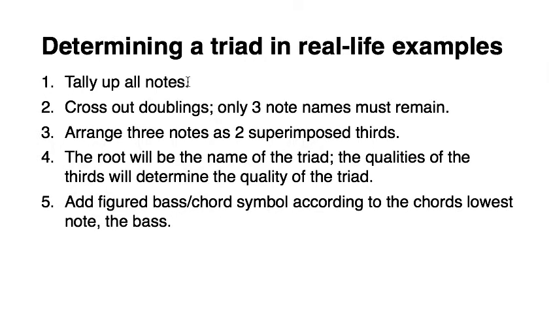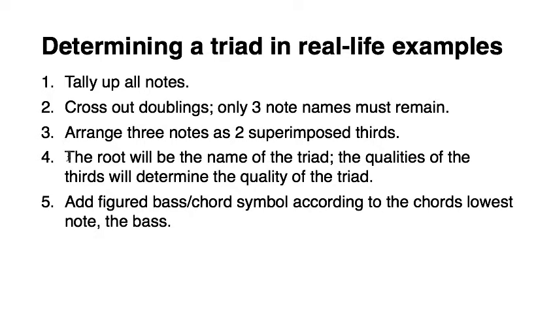First, same thing, you tally up all of the notes that you're seeing, to determine that all of those belong to the same triad. Cross out the doublings, and if in fact they all form a single triad, only 3 note names should remain. You arrange those 3 notes as 2 superimposed thirds. You do this so you can figure out what the root position triad is, and therefore know what the root, the third, and the fifth will be.